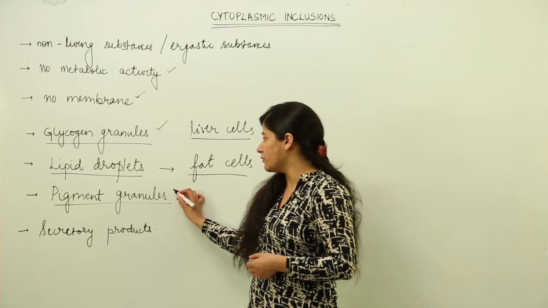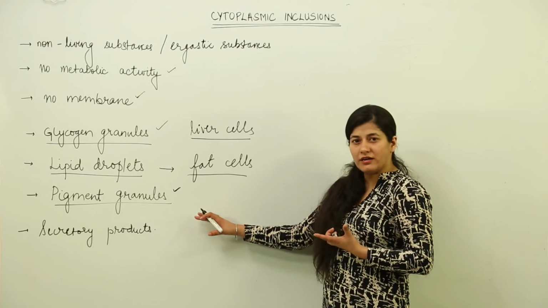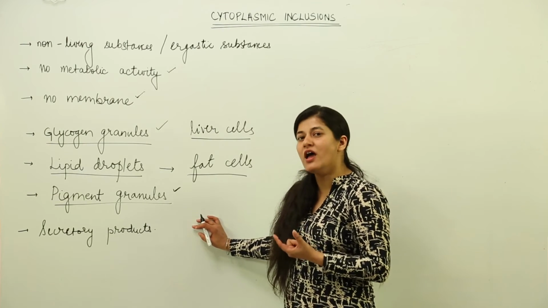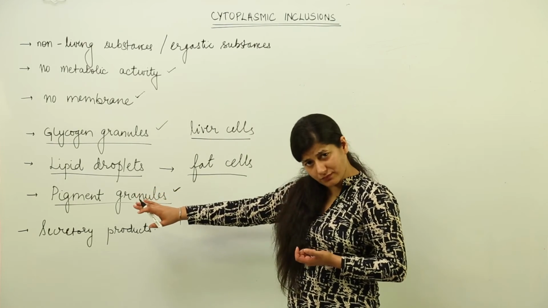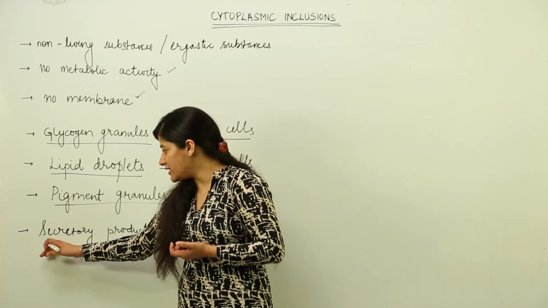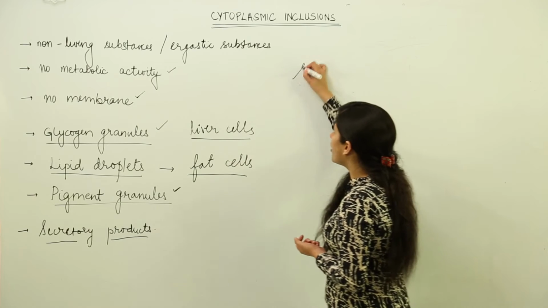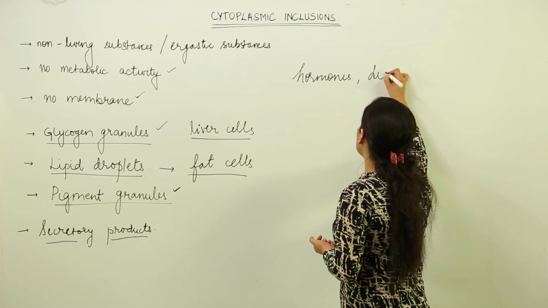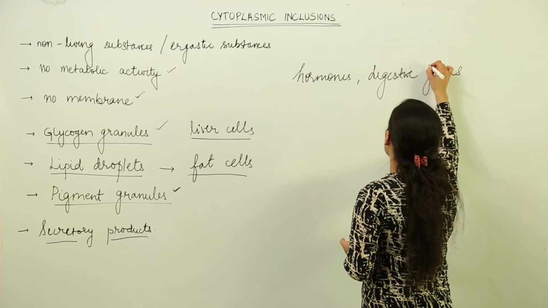And then there are pigment granules. For skin pigmentation, the melanocytes and all, they have these pigment granules which have pigments present inside them, responsible for pigmentation. As in the case of our hair cells, they are pigmented, they are colored because they have the ergastic substances which have pigments inside them responsible for the coloration. And at times these granules or inclusions may have secretory products like hormones or digestive juices or mucus. So these are the secretory substances which could be present inside the cytoplasmic inclusions.